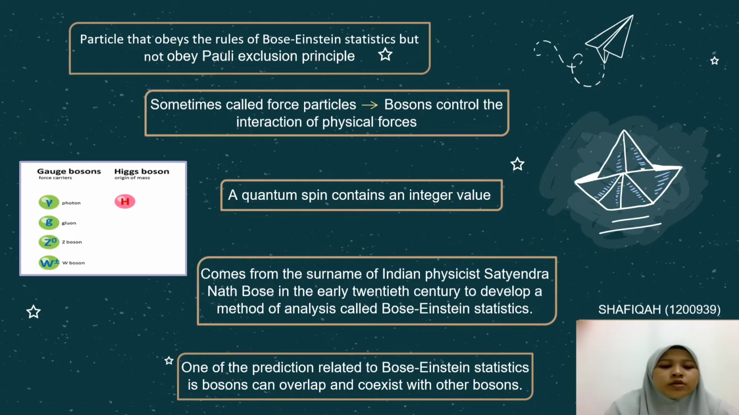The Z boson also has a spin of 1 as a gauge boson, and it also mediates the weak nuclear force. And finally we have the Higgs boson. The Higgs boson has a quantum spin equal to 0.